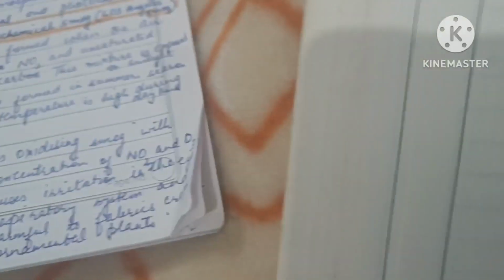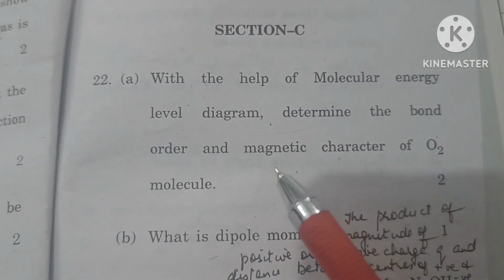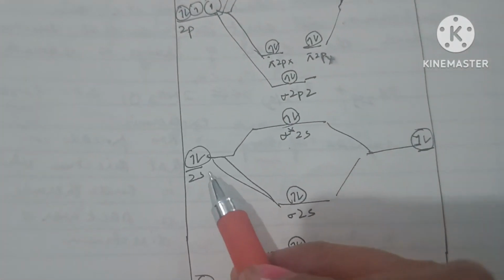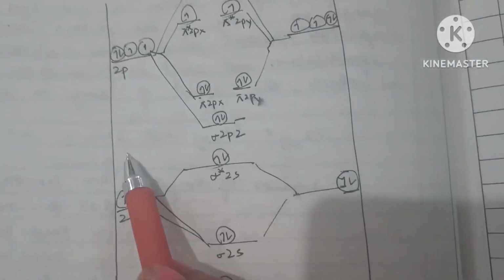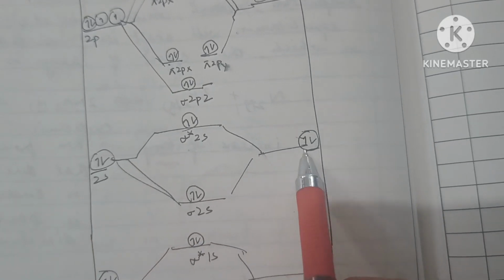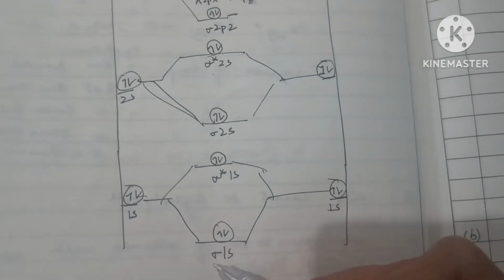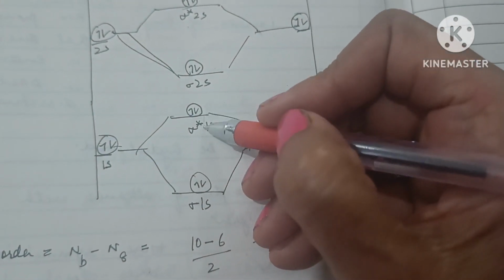With the help of molecular energy level diagram, determine the bond order and magnetic character of oxygen molecule. The electronic configuration of oxygen atom is 1s2, 2s2 and 2p4. So the atomic orbitals of the two atoms will combine to form molecular orbitals, which are arranged in increasing order of energy.